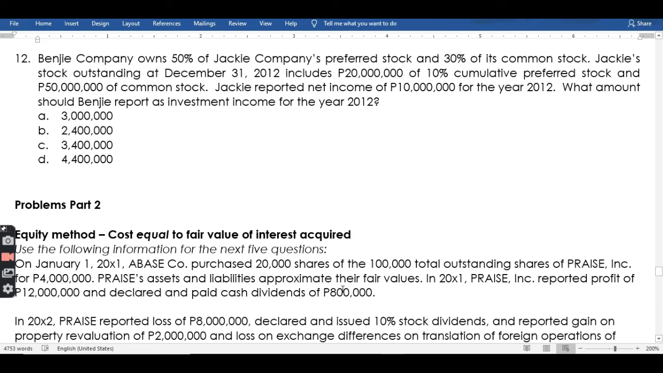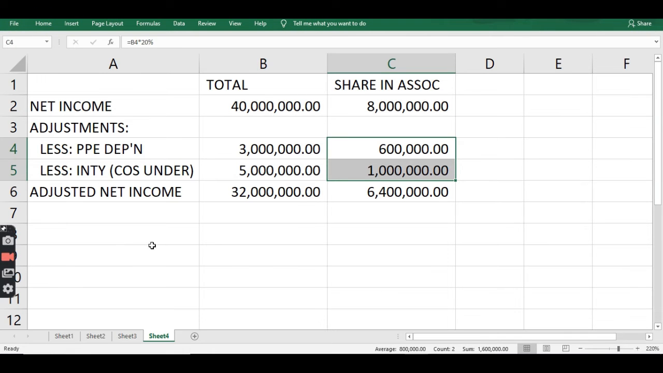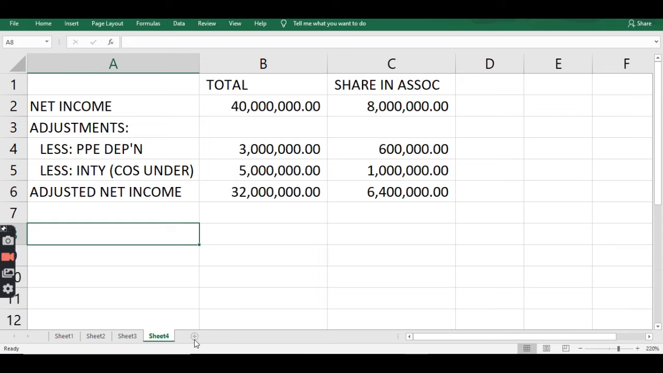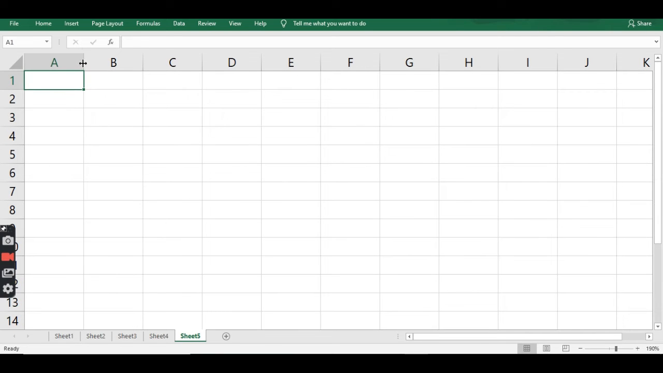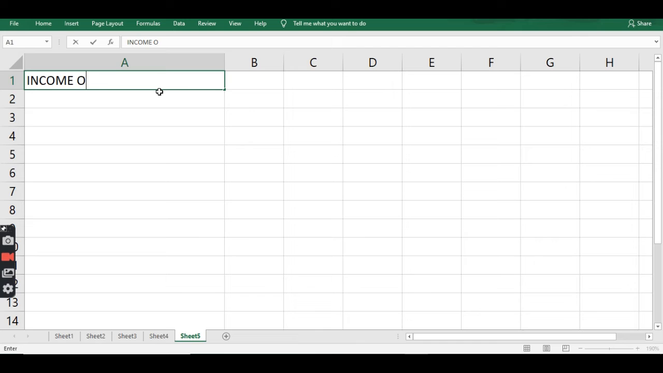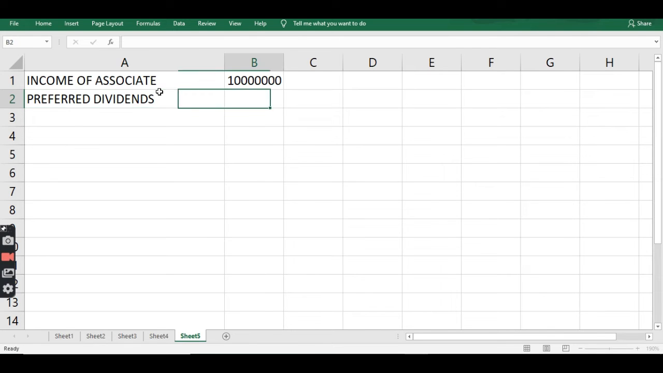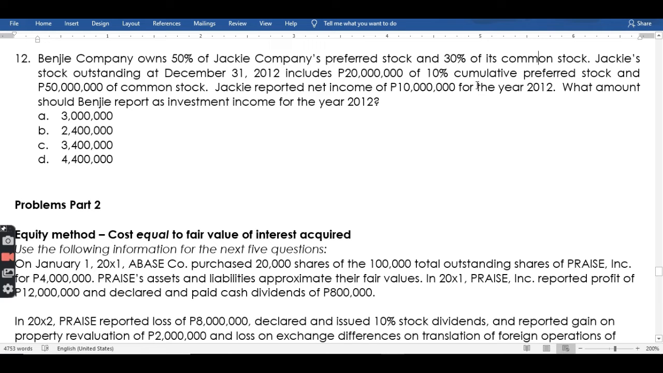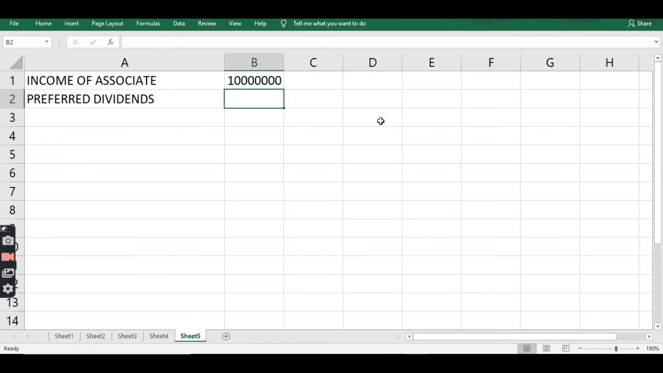So, ibig sabihin, yun lang yung basis ng investment in associate na income. Okay? So, i-plot natin. Magkano yung net income? 10 million. Okay. So, dito tayo gagawa. Okay. So, income of associate is 10 million. Okay. Kunin natin yung preferred dividends. Okay. Yung preferred dividends, di ba cumulative? So, kung cumulative, babawas pa rin natin. So, that's going to be 10% of 20 million. So, that's going to be 2 million.